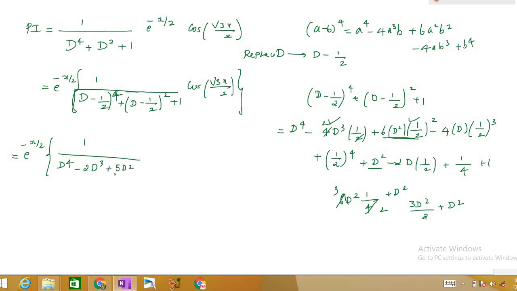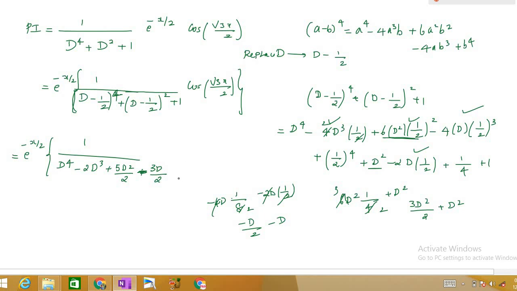So 5D square divided by 2, plus I need to collect the D terms. I think it is very easy. How many D terms are there? Here one D term, here one D term. So here we have minus 4D into 1 by 8, and here minus 2D into 1 by 2. I can cancel the 2s, so we will have minus D by 2 minus D, which is minus 3D by 2.